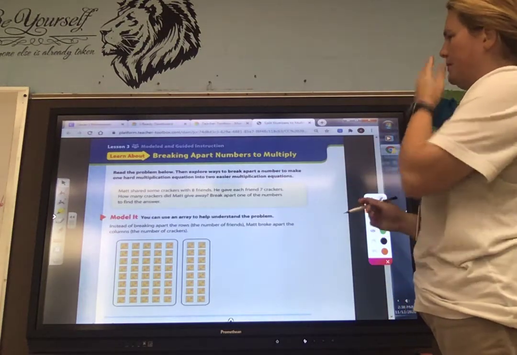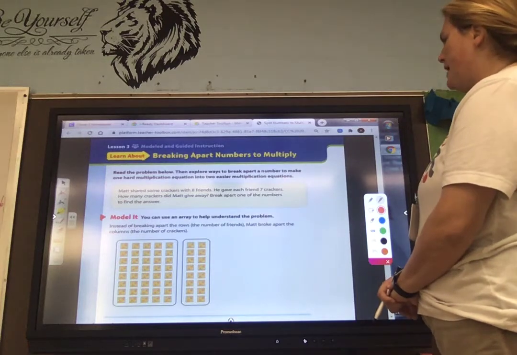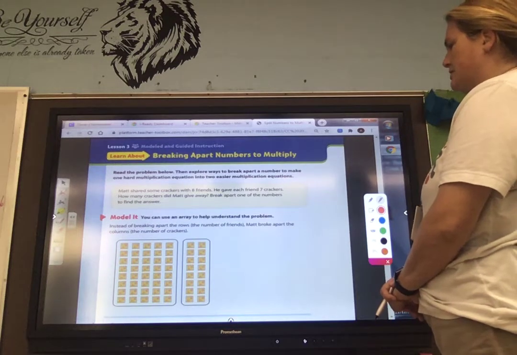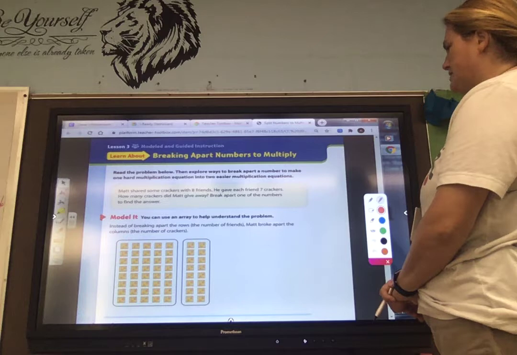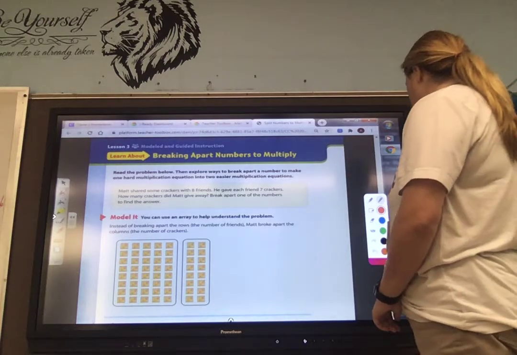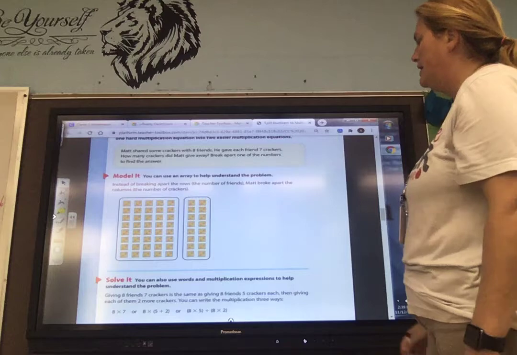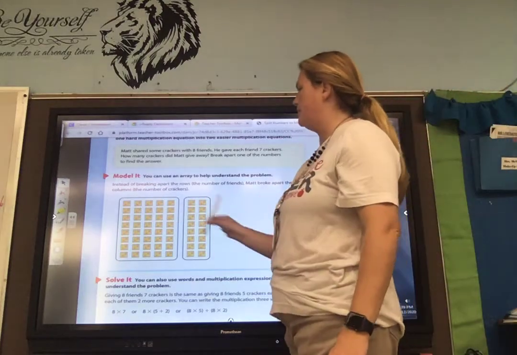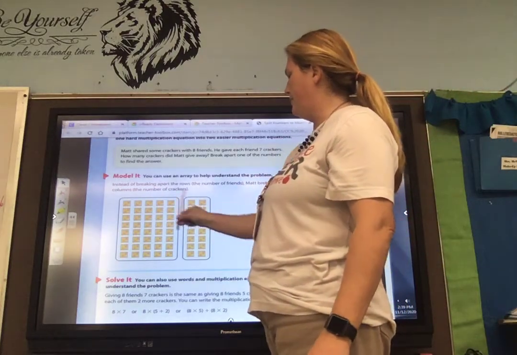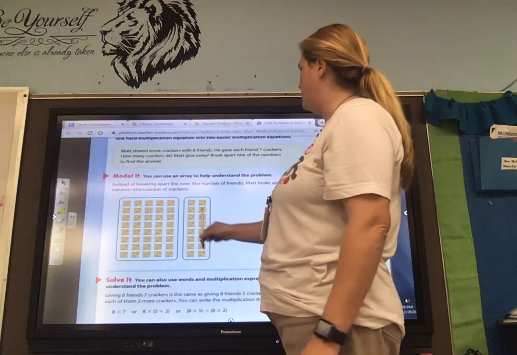It says, read the problem below. All right, Matt shared some crackers with 8 friends. You can see his array. He gave each friend 7 crackers. How many crackers did Matt give away? Break apart one of the numbers to find the answer. So what they've done for us already is they took his numbers. You see that they've broken them apart into 2 smaller arrays.